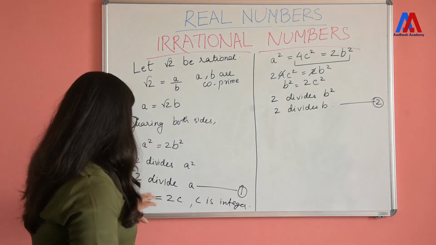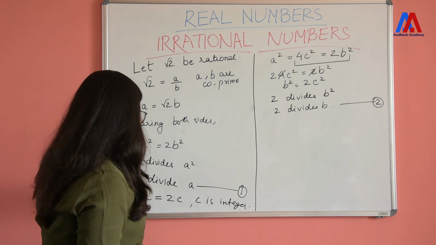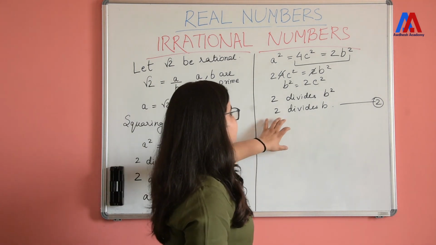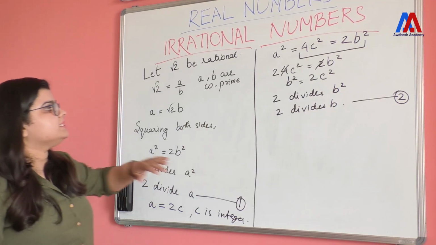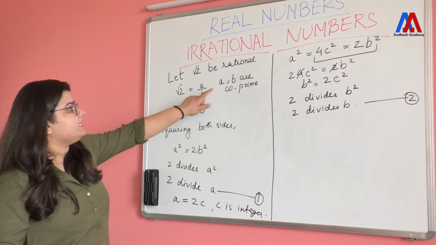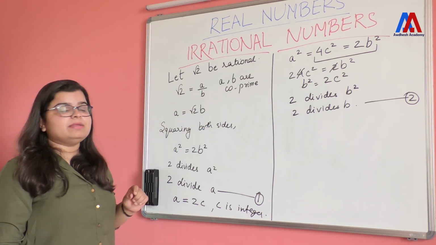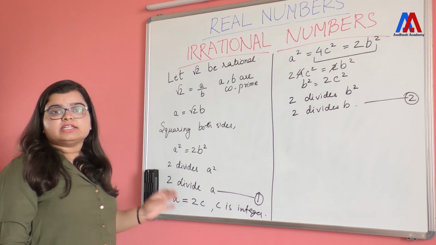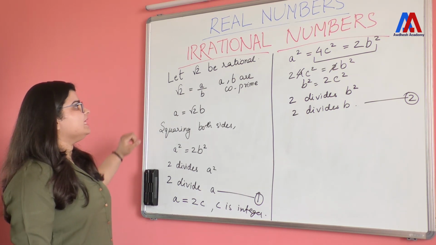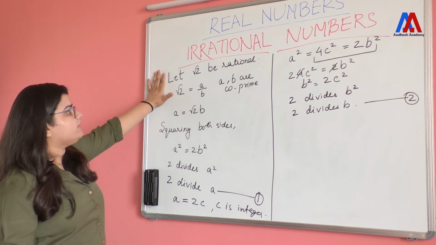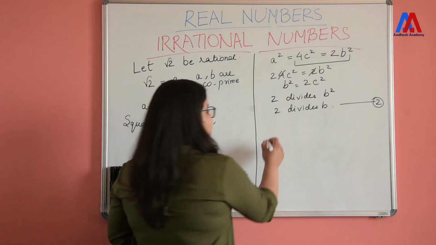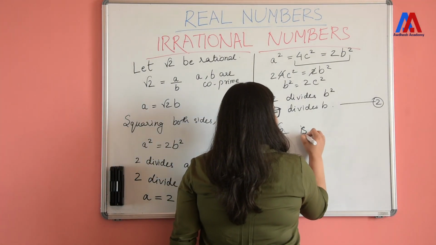Now look at the first result where we proved that 2 divides a, and here we are proving that 2 divides b. This is in contradiction to our first assumption where we had said that a and b are co-prime, that is, they do not have any other factor apart from 1 in common. So we can say that our initial assumption of taking root 2 as rational was wrong, thus root 2 is irrational.